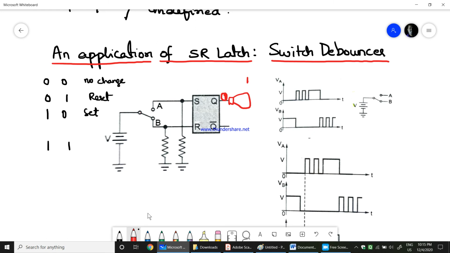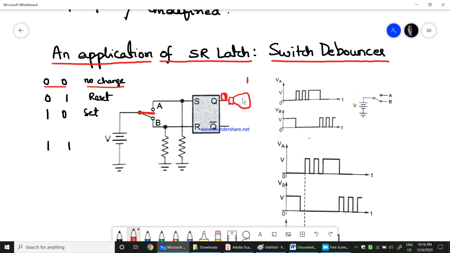Now, when both S and R equal 0, when will that condition come? That condition comes when the switch is in between A and B. It means it is neither connected to A nor connected to B. So when both are 0, you see that in the SR flip-flop, the SR latch, there is no change for both 0.